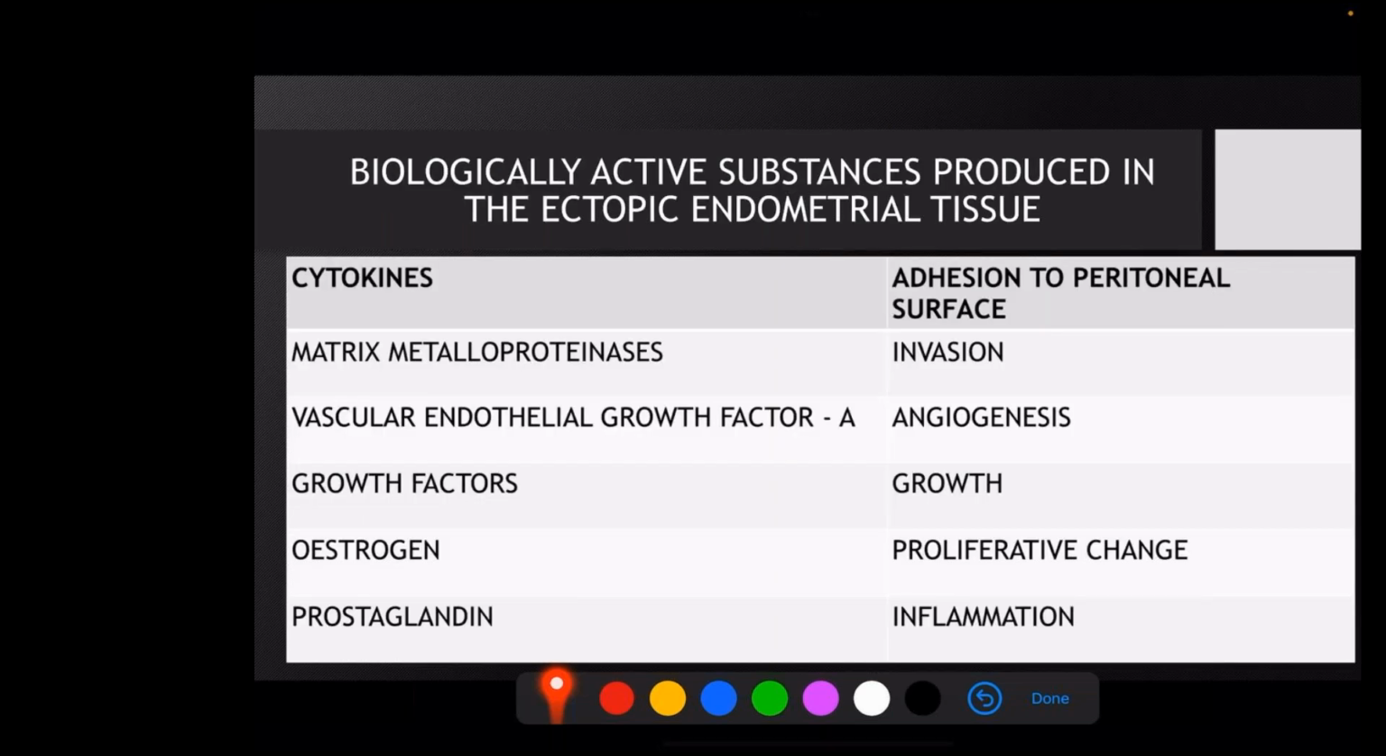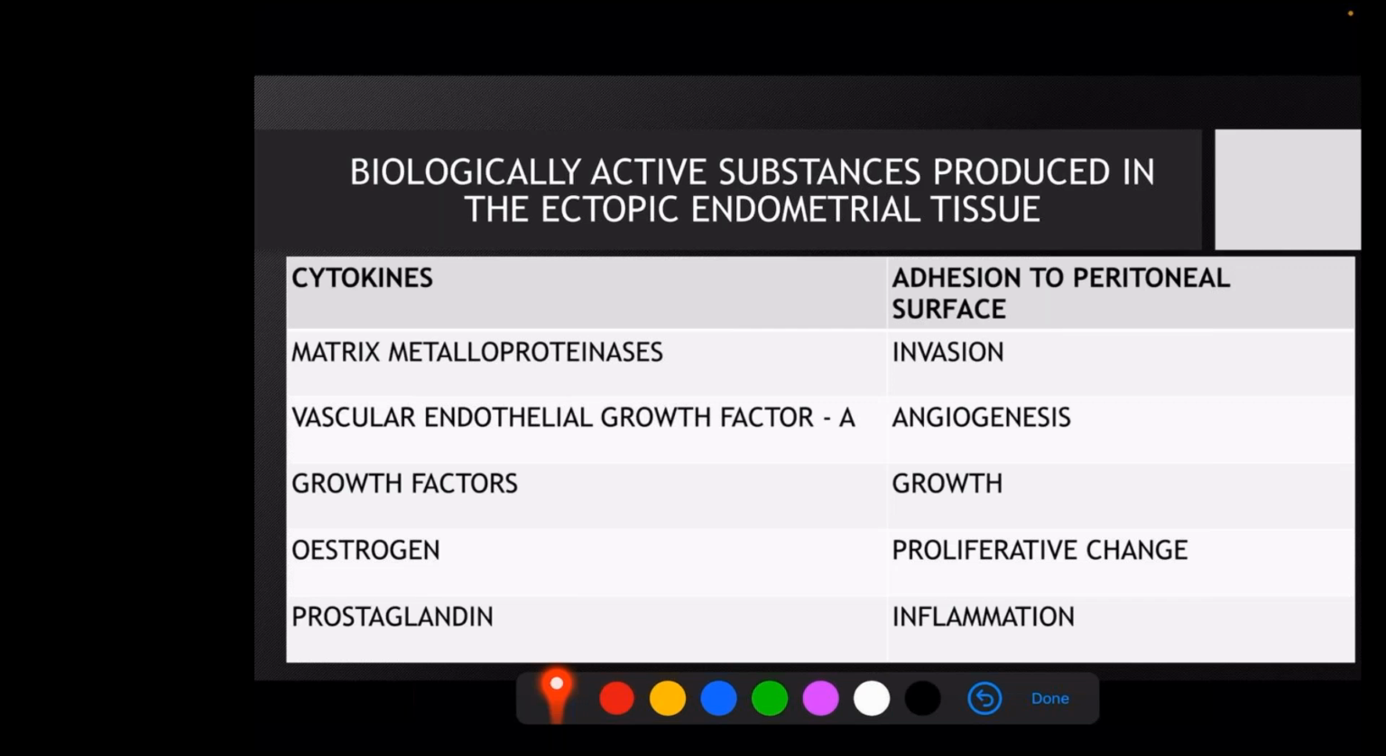Then the most modern theory. Research has now revealed that several biologically active substances are produced in the ectopic endometrial tissue that are responsible for various stages in the development of endometriosis from implanted endometrium. The biologically active substances produced in ectopic endometrium are, one, cytokines.